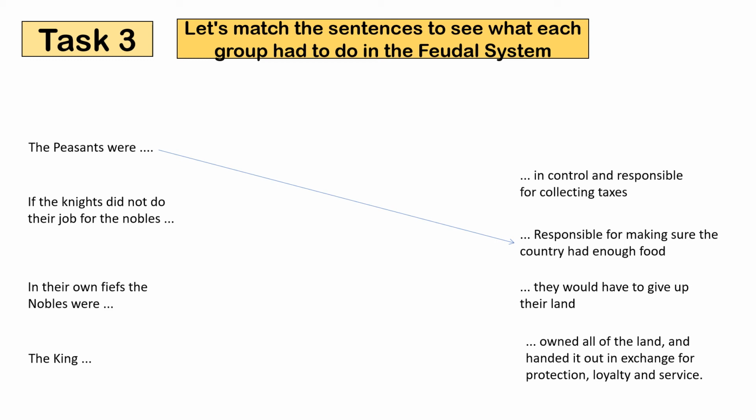Okay, so now if you can pop the video on pause and try and figure out the rest of those 3 answers, and then we will go through them together.